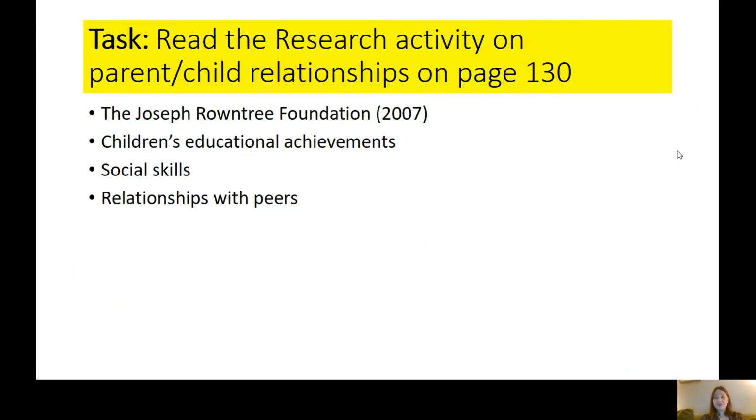Okay. So when you've done that, the next task, please, is on the sheet to read the research activity on parent and child relationships on page 130. And I'd like you to make notes, please, on the Joseph Rowntree Foundation in 2007. And they highlighted a few things, which were children's educational achievements, children's social skills, and relationships with peers. So could you make notes on those 3 things, please, and what they show about parent-child relationships?